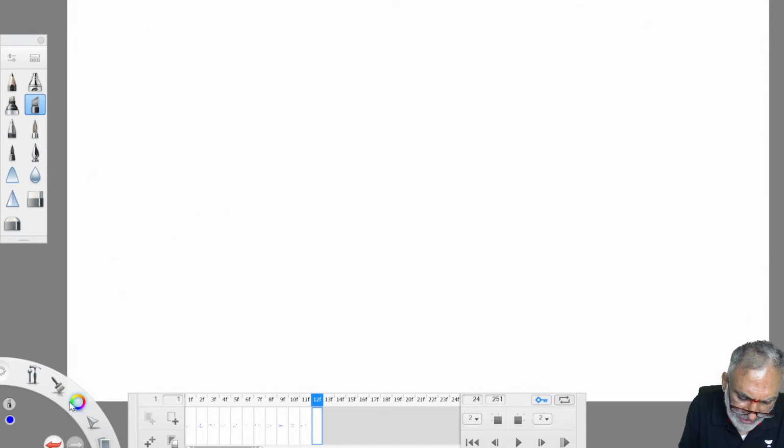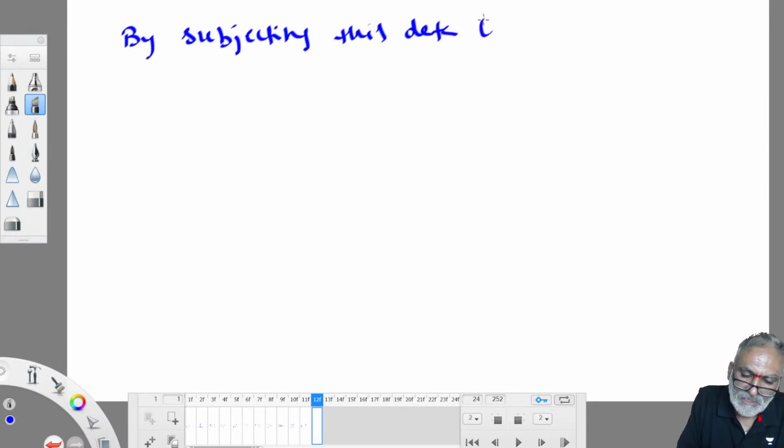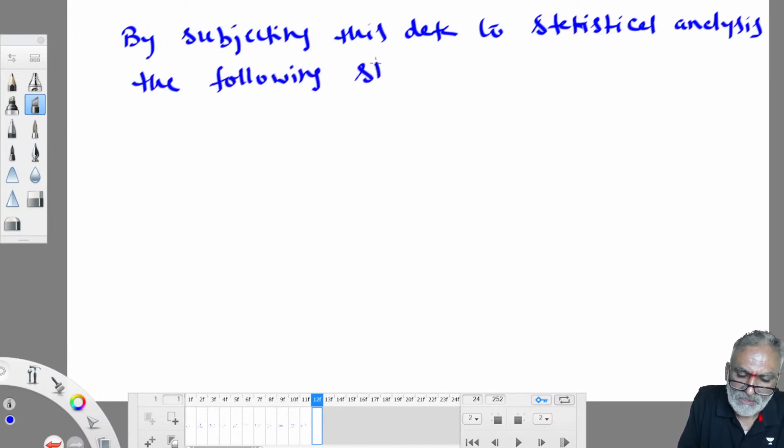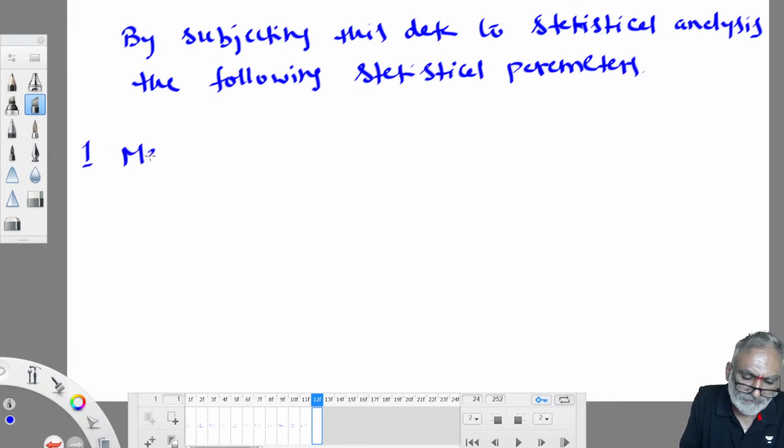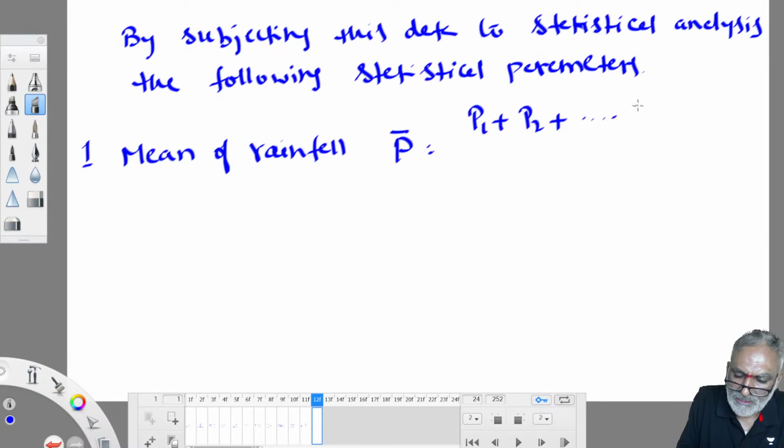By subjecting this data to statistical analysis, the optimum number of rain gauges is found. By subjecting this data to statistical analysis, the following statistical parameters are found. So we work out these parameters. First one is the mean of rainfall data. How to find the mean of rainfall data recorded by the existing rain gauges? Mean of rainfall data P bar is equal to P1 plus P2 plus ... PM, divided by M. There are m rain gauge stations, m values, divided by m.